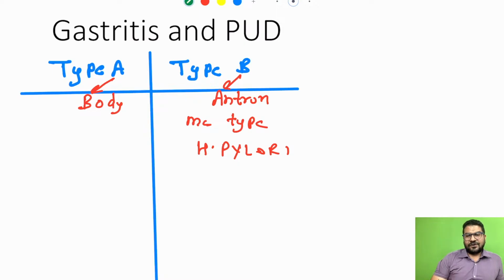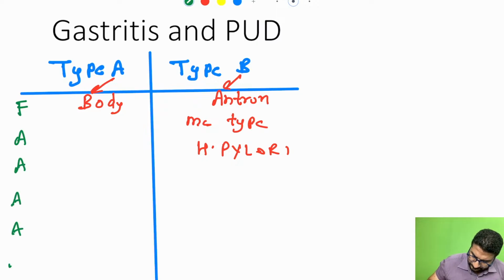Type A is more common in exams. Type B is more common in practice. Type A is more common in MCQs. You can remember this by the mnemonic FA. First, F stands for fundus, so this will involve fundus and body. A is for atrophic, it's also called atrophic type.